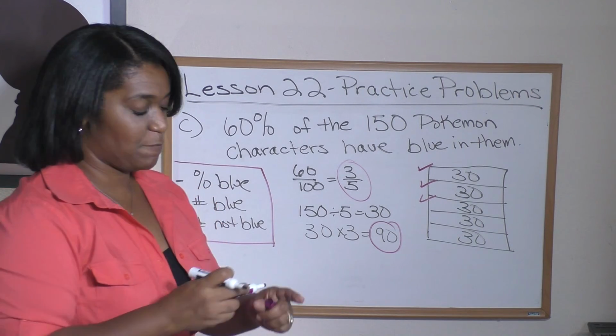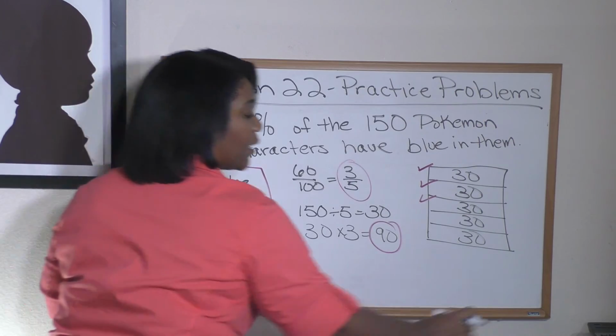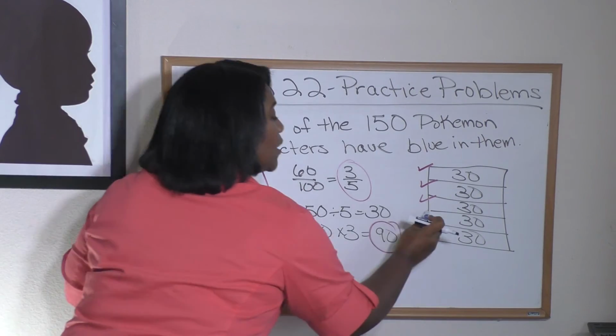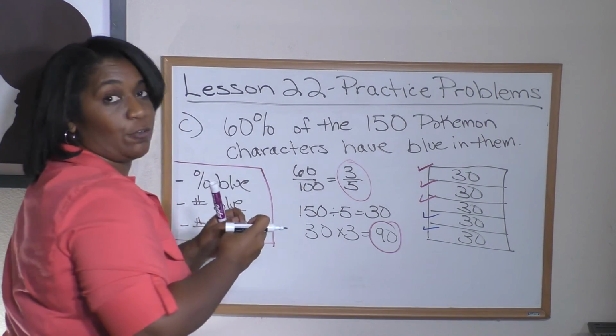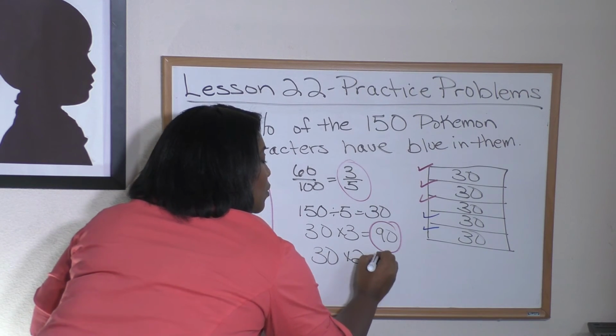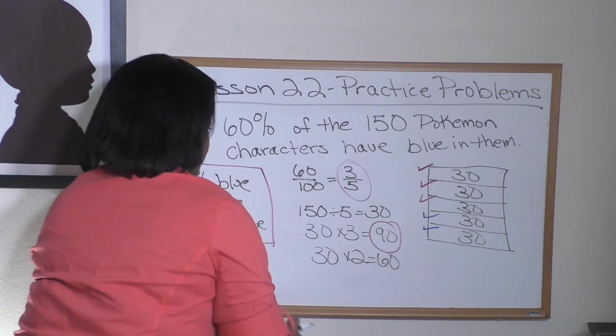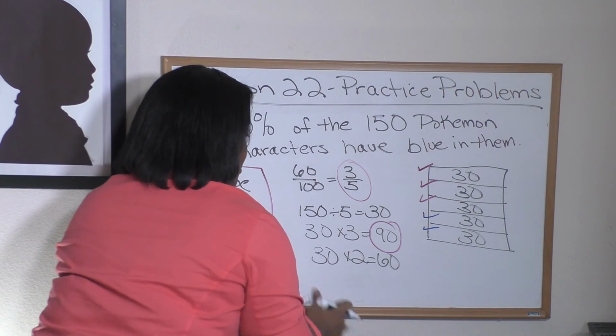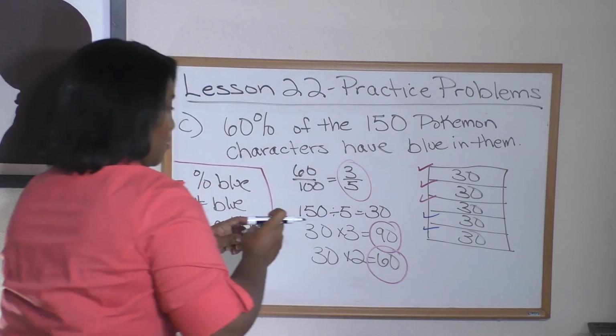How many do not have blue? Well, look at how many I didn't check. We'll just use blue this time. There's 2 of them, 2 of the groups that I didn't check. So we're going to do 30 times 2, and we get 60. And that is our third answer.